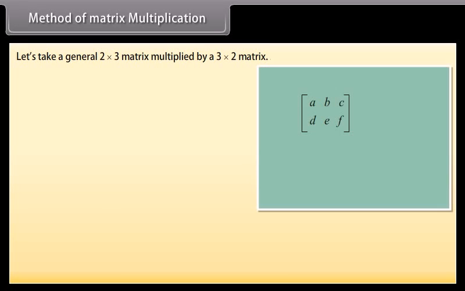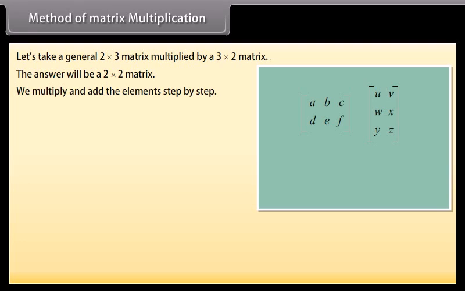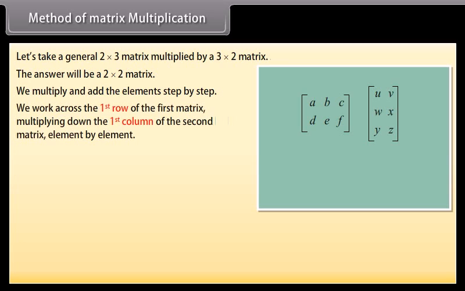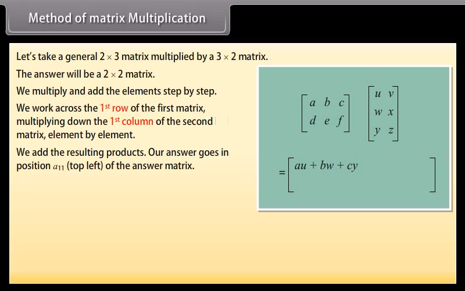Method of matrix multiplication. Let's now learn the method to multiply two matrices. Let's take a general 2 by 3 matrix multiplied by a 3 by 2 matrix. The answer will be a 2 by 2 matrix. We multiply and add the elements step by step. We work across the first row of the first matrix, multiplying down the first column of the second matrix element by element. We add the resulting products.